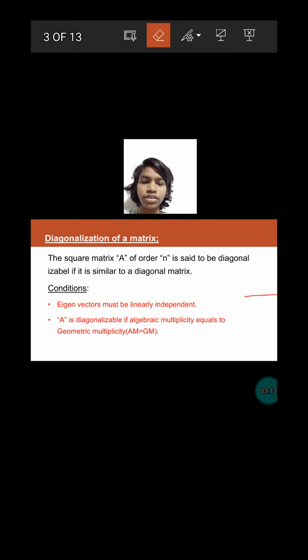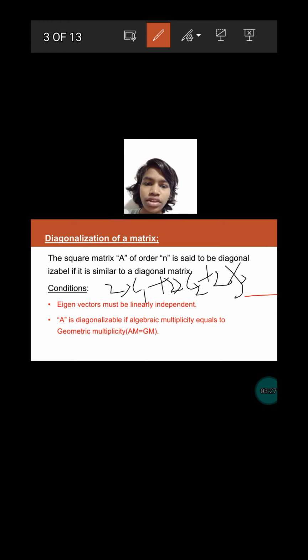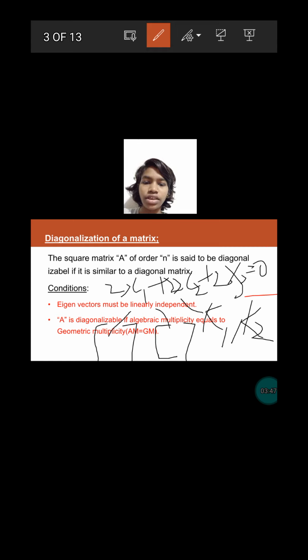So we have 2x1 plus 2x2 plus 2x3 equals 0. In this case, we don't know the values of x1, x2, x3, so we assume two values as k1 and k2. In this case, we get eigenvectors that may be the same or distinct, but we get linearly independent eigenvectors.